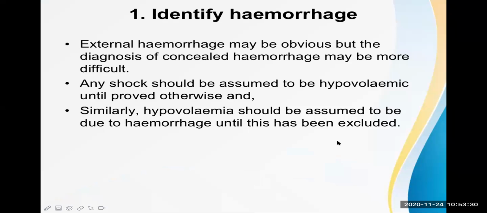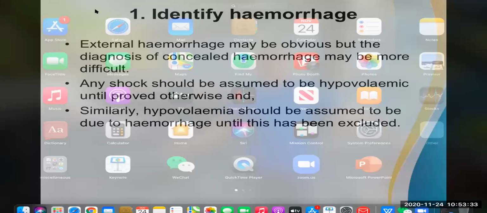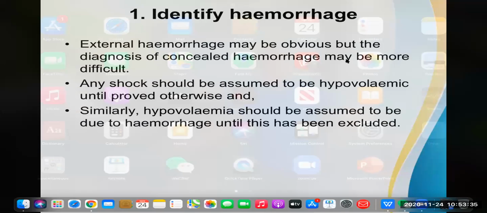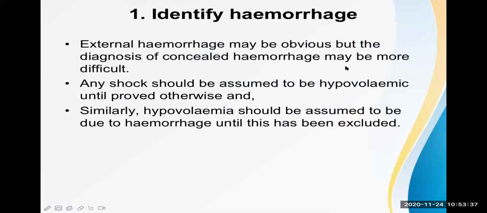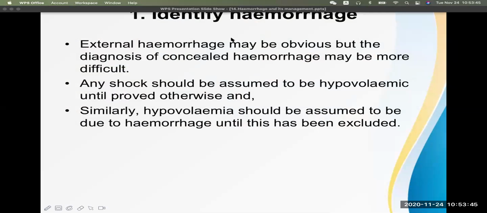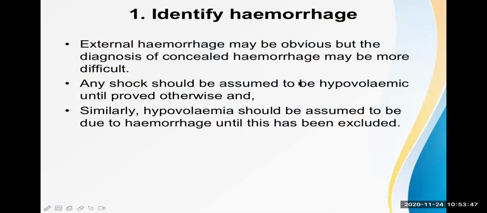First thing is identify the hemorrhage. External hemorrhage may be obvious, but the diagnosis of concealed hemorrhage may be more difficult. I already talked about this. External hemorrhage can be seen, but concealed or internal hemorrhage cannot be seen from outside. So this is a challenging type of diagnosis.